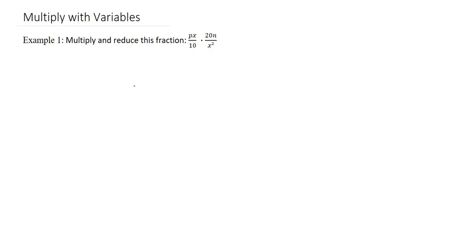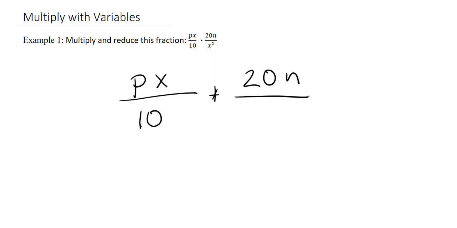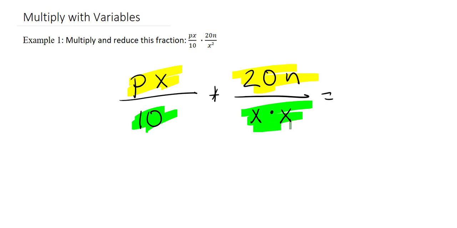So we're going to go px over 10 times 20n, and then instead of x squared, we're going to write x times x. And it'll make more sense in a minute. So when we go ahead and multiply, we multiply what's on the top, and then we multiply what's on the bottom together. So we could go about this two ways.